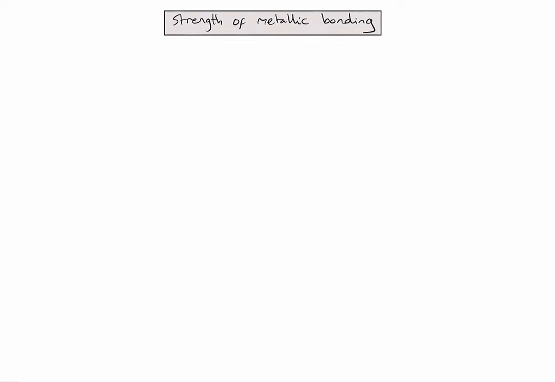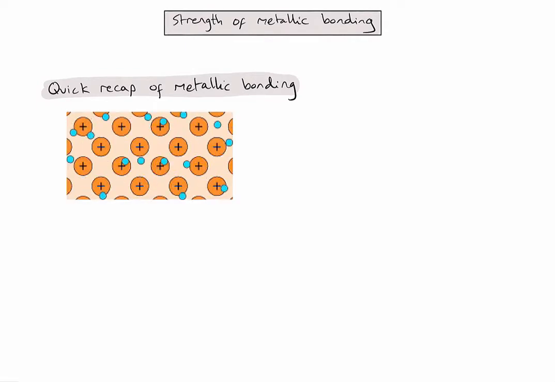Before we consider how we might explain the strength of metallic bonding, it's worth having a quick recap of what metallic bonding is and its structure. You may recall from a previous video seeing a GIF that looks something like this. And here we can see a lattice of positively charged ions and delocalized electrons moving freely across that whole structure.